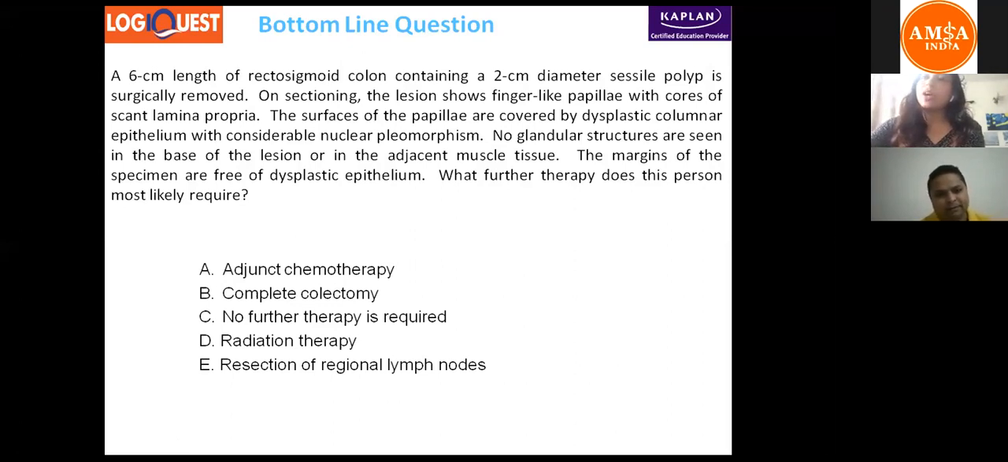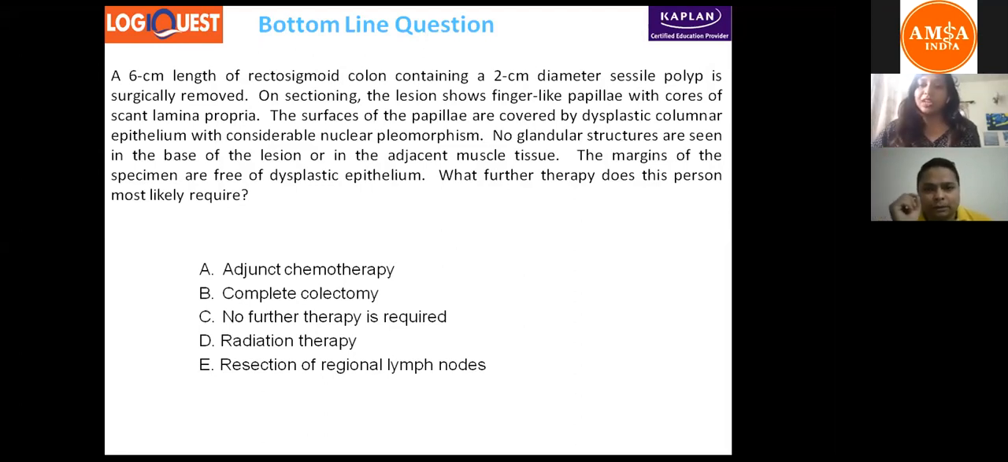Okay, now we've got one answer from YouTube. Someone has said the answer is D, radiotherapy. When I'm saying the margins of the specimen are free of dysplastic epithelium, it means it isn't a true cancer, right? So if it is free of dysplastic epithelium, obviously no further radiation is required. Why would you radiate the patient when it is free?